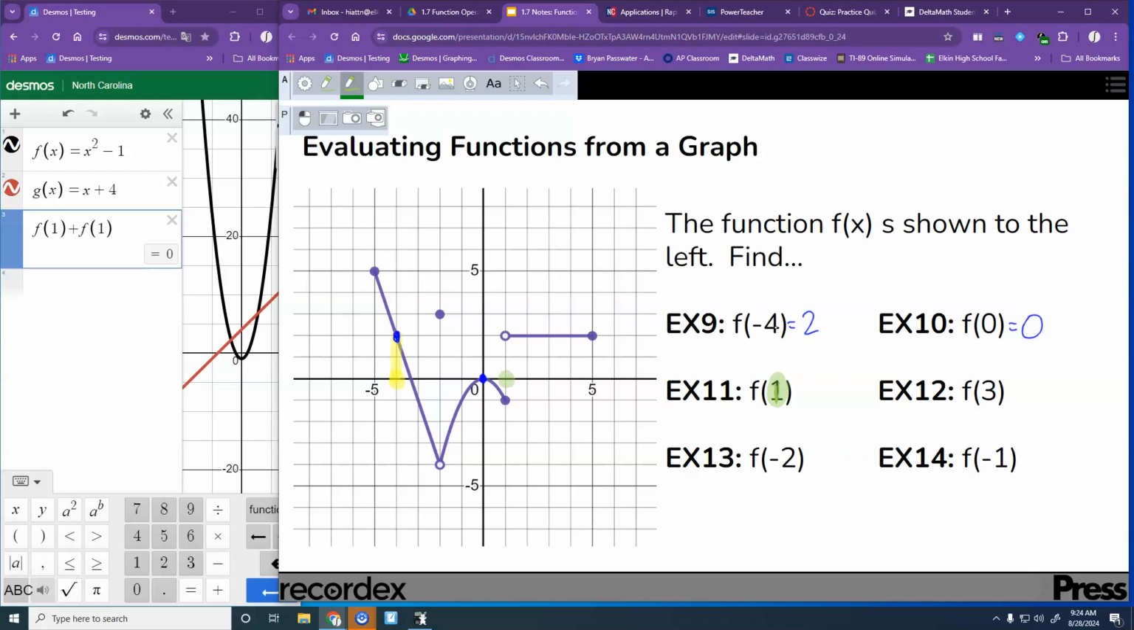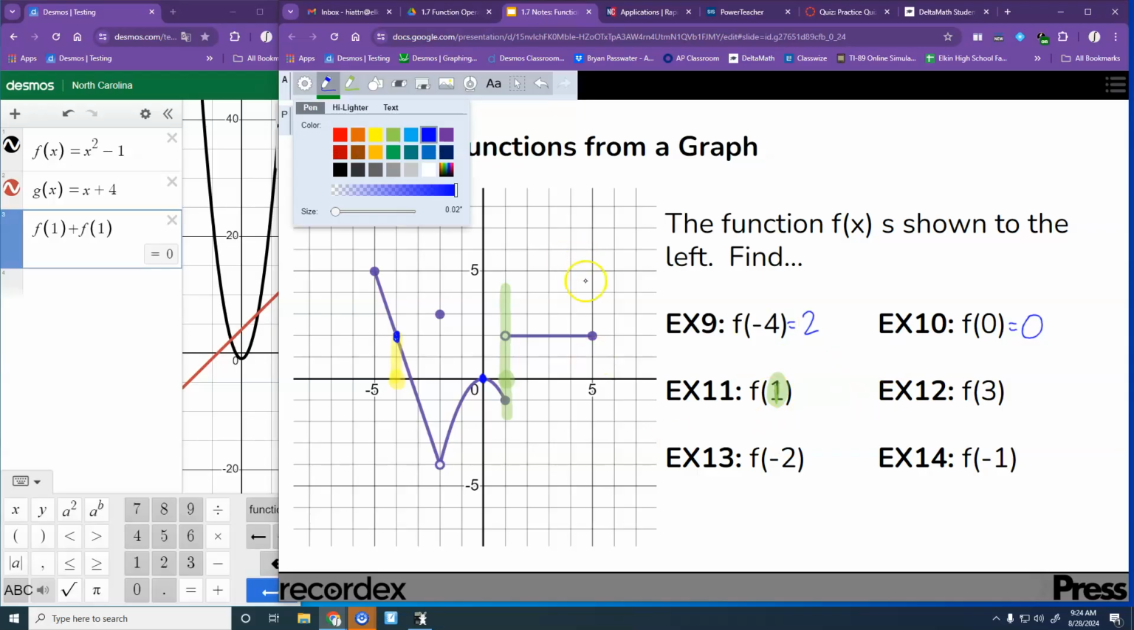One is right here on our x-axis. We're going to go up or down until we hit the graph. This one's a little bit tricky because it kind of looks like it's 2 spots, but which one should I pick? The closed circle, which is this one. What's the y-coordinate for that point? -1. Very good.